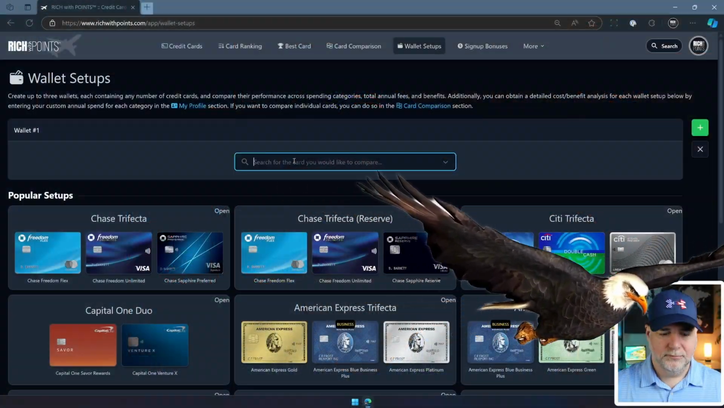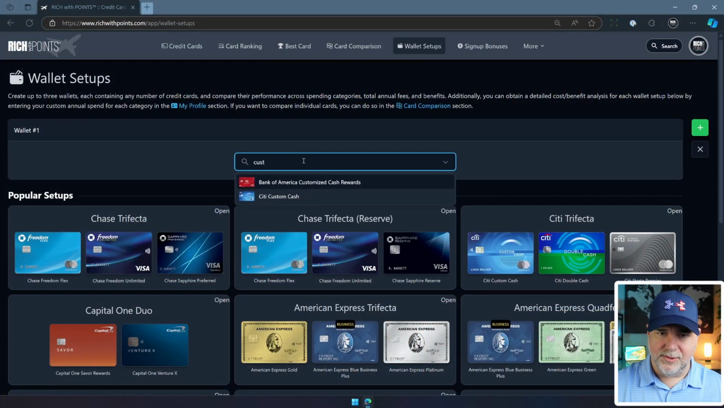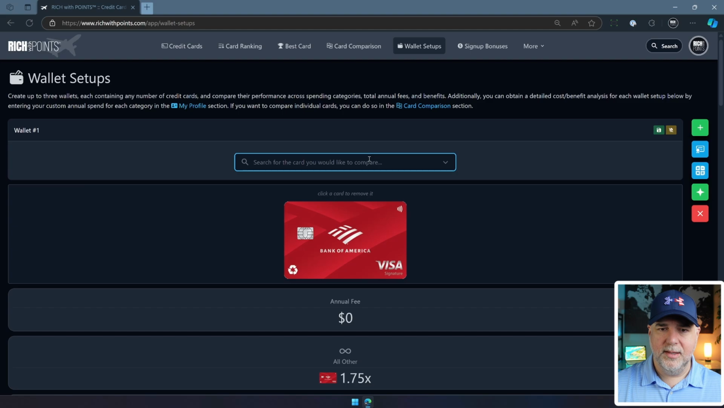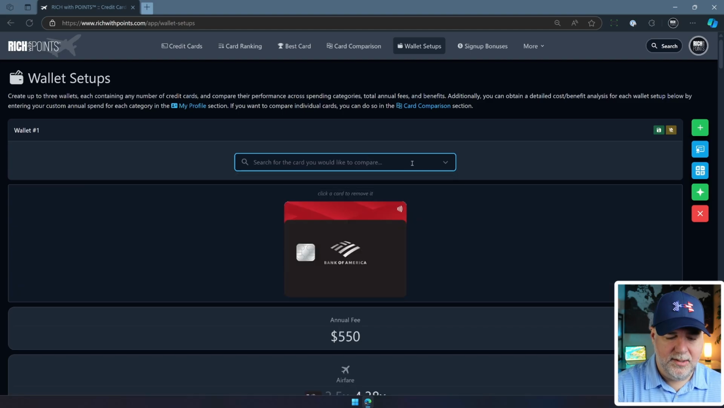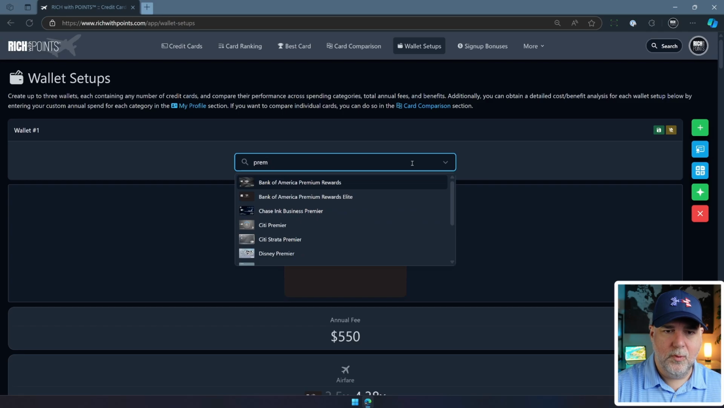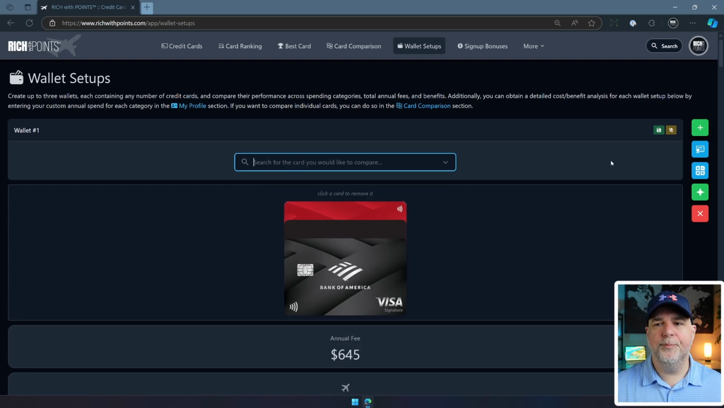All right, so let's go over to the wallet setups, and maybe we can build a wallet that makes sense for the Bank of America credit cards. So we'll definitely use the customized cash, right? That's a decent credit card. And then we'll put in the elite, and maybe we'll even add in that premium rewards one so we can get that extra $100. We'll squeeze some benefit out of there.